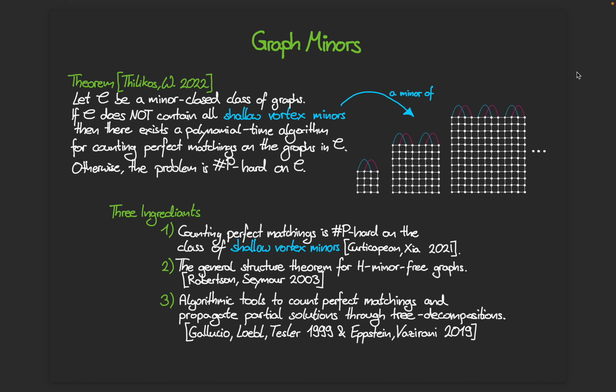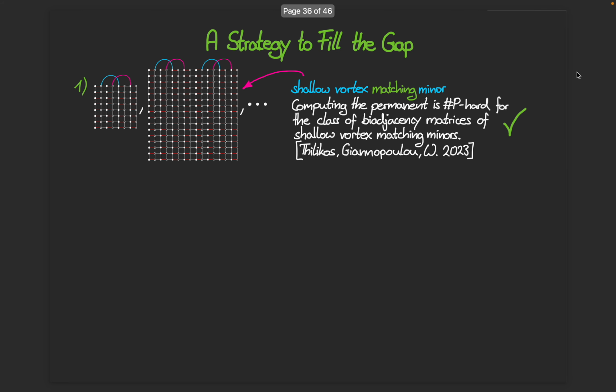And then finally, we need a bunch of algorithmic tools to count perfect matchings on the pieces we get from the general graph minor structure theorem, and also to propagate these partial solutions we get through the emerging tree-like structure. So these are the three ingredients. Let's see what we can do.